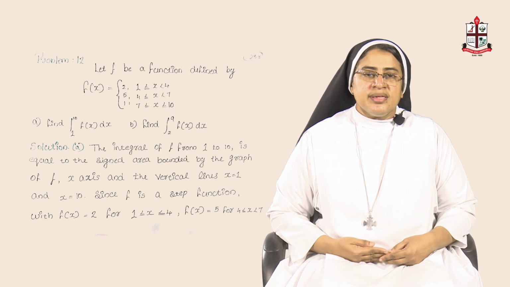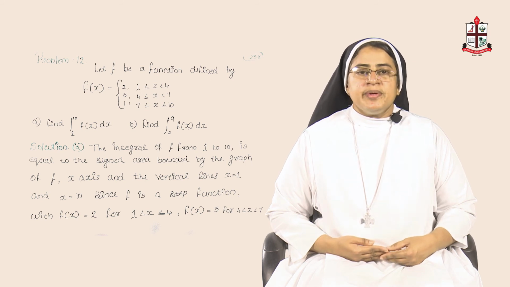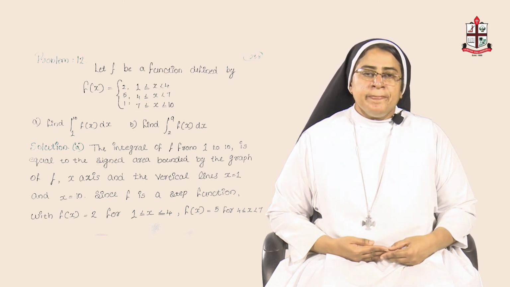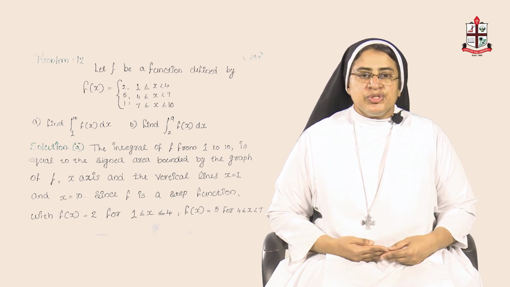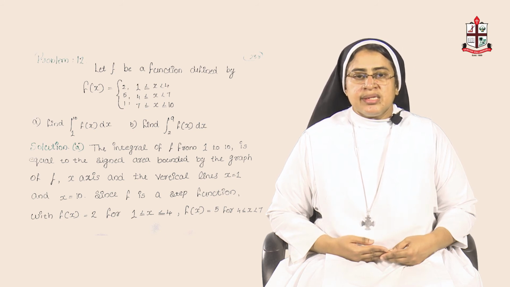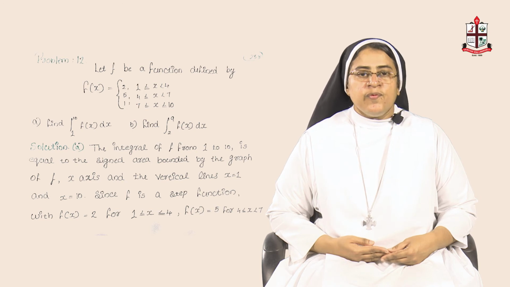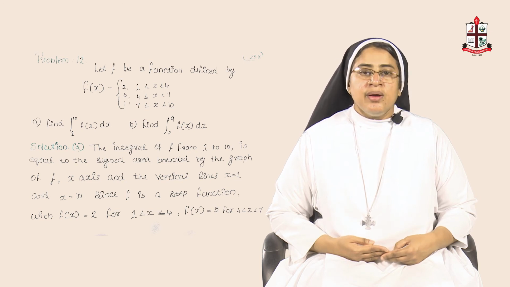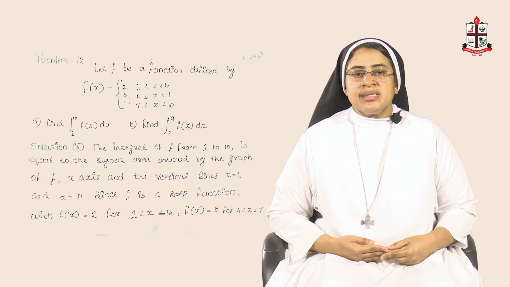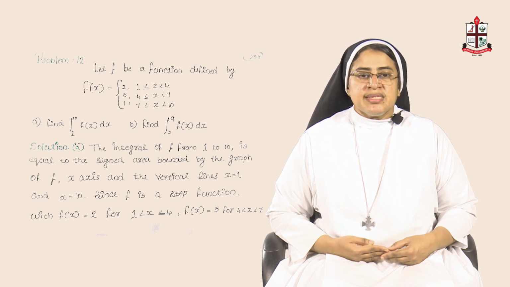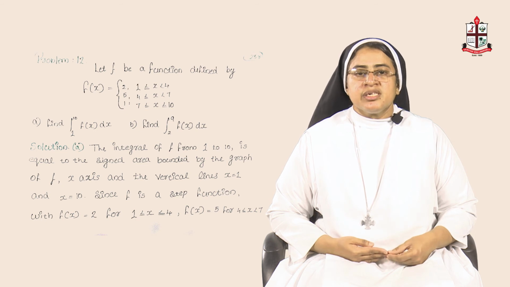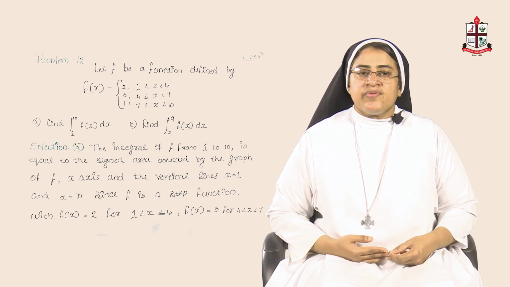Problem number 12, let us see. Let f be a function which is defined by f of x equals 2, 1 less than or equal to x less than 4; 5, 4 less than or equal to x less than 7; 1, for 7 less than or equal to x less than or equal to 10. First we will see the A part, integral 1 to 10 f of x dx. Second is the B part, integral 2 to 9 f of x dx.